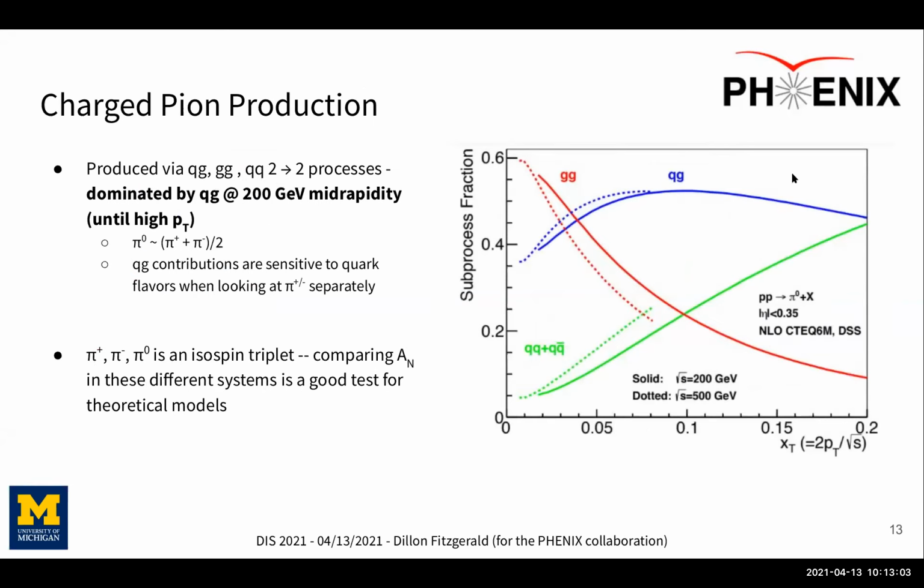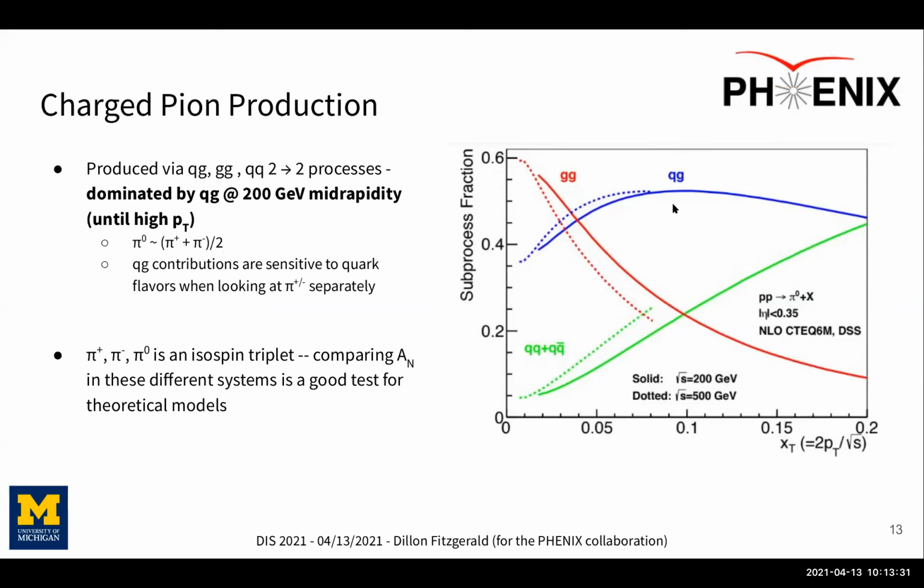So what I have shown here on the right is a plot of the partonic sub-process fraction as a function of xT. And this is shown for pi zeros. There was not a plot made for pi plus and minus, but due to the isospin symmetry and flavor content of the pi zero, we actually expect these contributions to be quite similar. So we can make the claim that for plus and minus charged pions, this is also dominated by quark-gluon scattering.